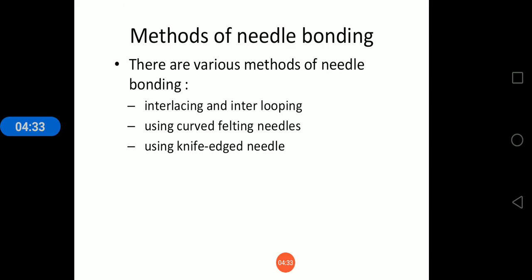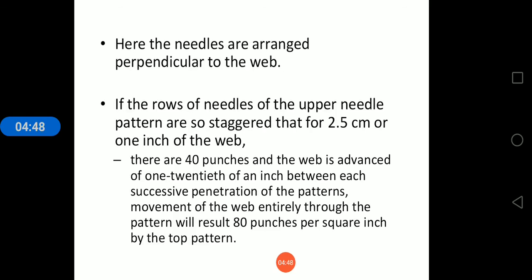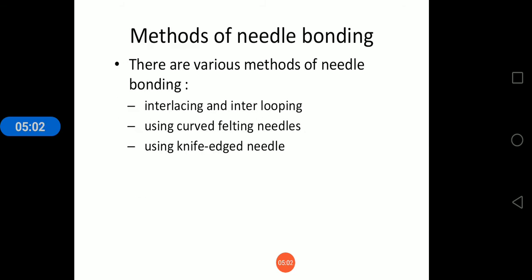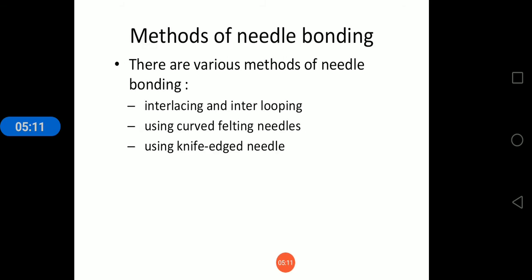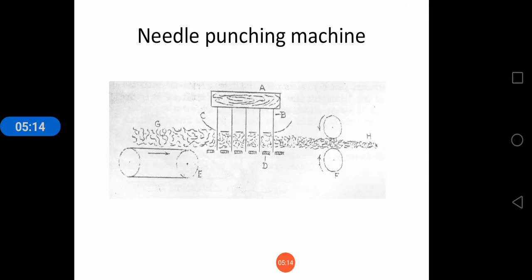Methods of needle bonding. There are various methods of needle bonding. Number 1, interlacing and interlooping using curved felting needles. Using knife edge needles, there are three various types. In these three types of needles, the rows of needles by the upper needles are so staggered that in 2.5 centimeters there are 40 punches and the web is advanced. In curved felting needles and knife edges there will be 25 to 80 punches per square inch by the top patterns. By this way, the needle punching is illustrated in this figure.